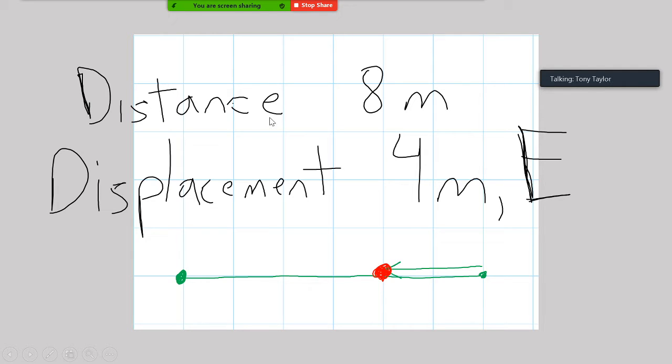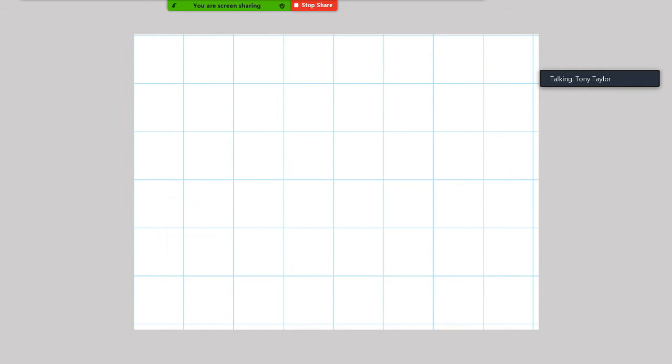Distance represents the total ground I covered. And so notice I walked a total of 8 meters, because 6 plus 2 is equal to 8. But notice what my displacement is. If I had to just solely focus on the distance between my ending point and my starting point, that would be 4 meters. Let us do another example.